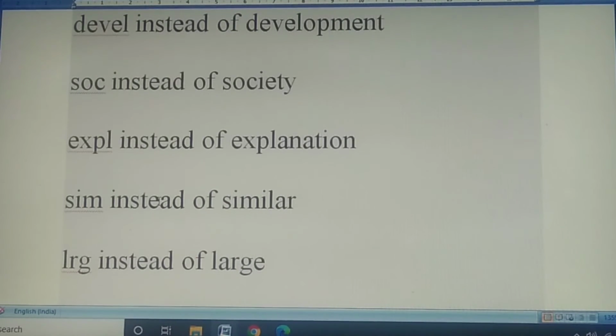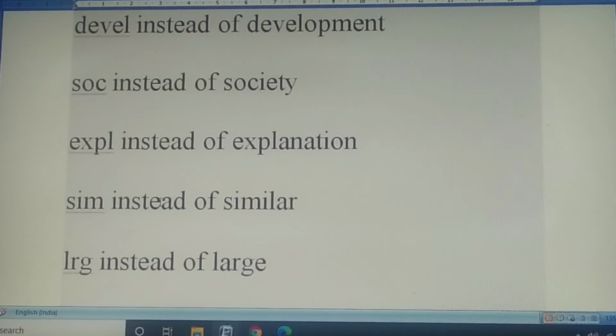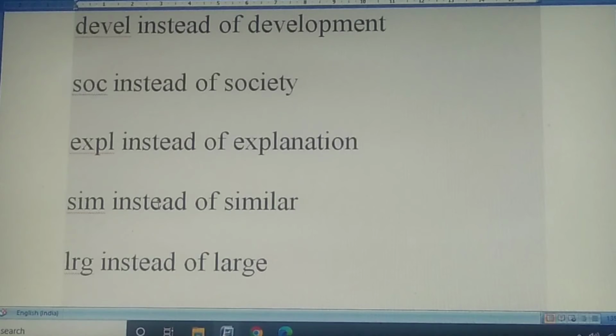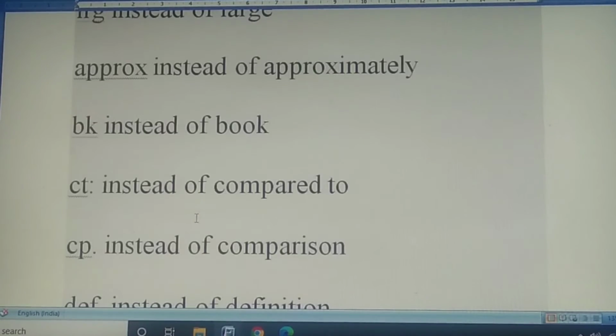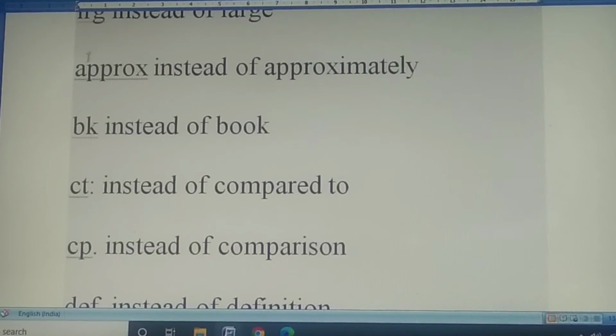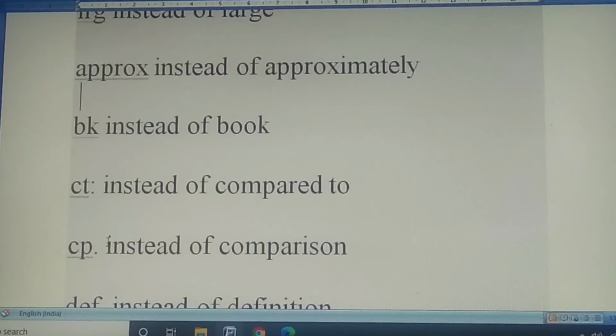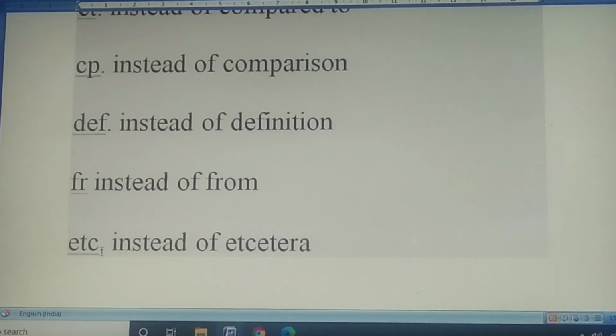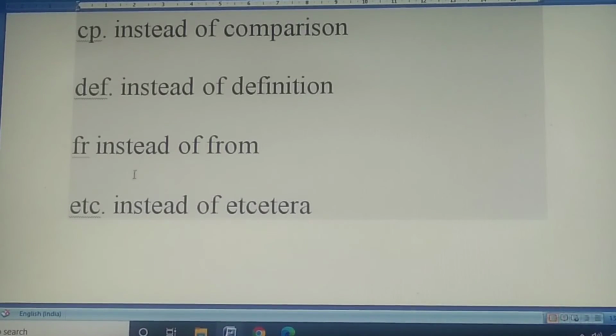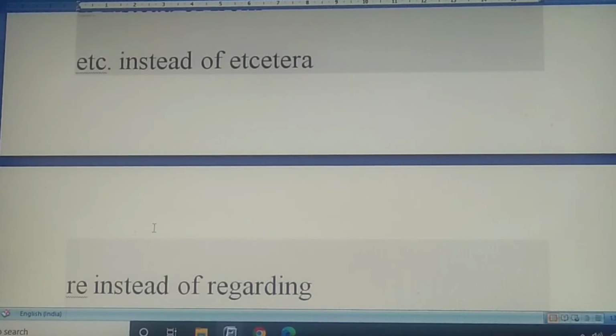SIM, not the SIM which you use in your mobiles, okay? It is "similar." LRG means large. APPROX for approximately, yes, we do use this. Then instead of book, you can write BK. CT, compared to. CP, comparison. DEF, definition. FR instead of "from." But generally, from and all these small words we do not abbreviate, but anyway it is okay.